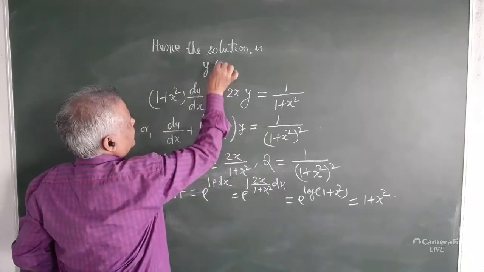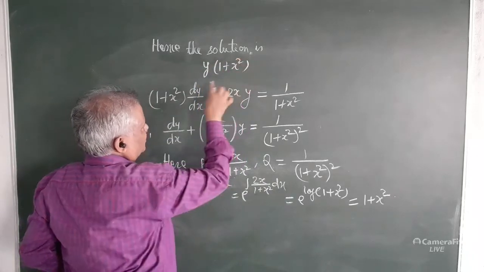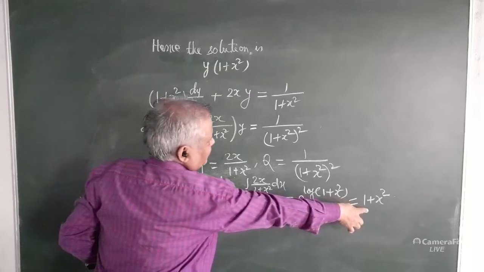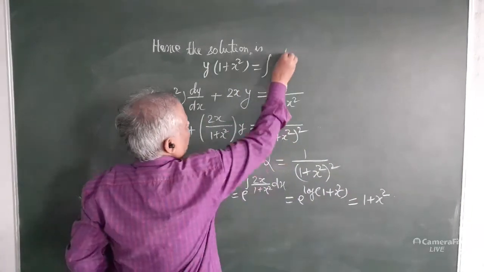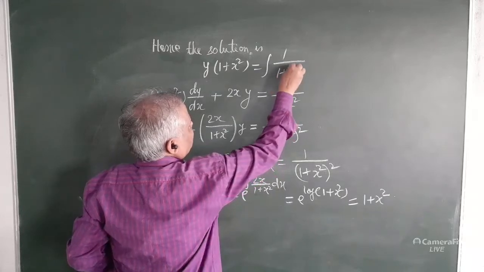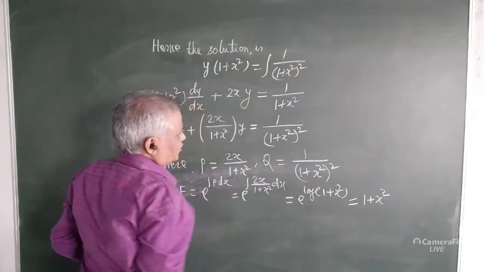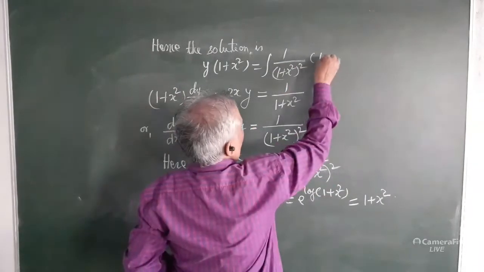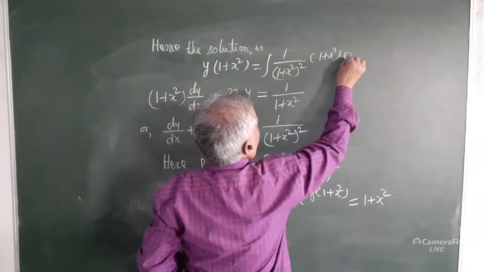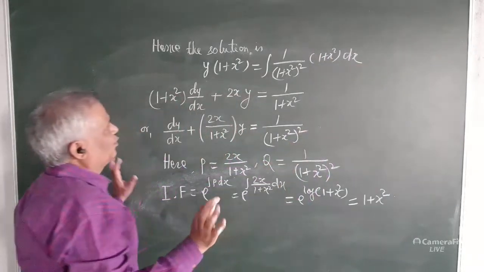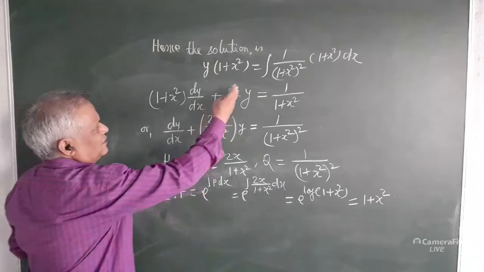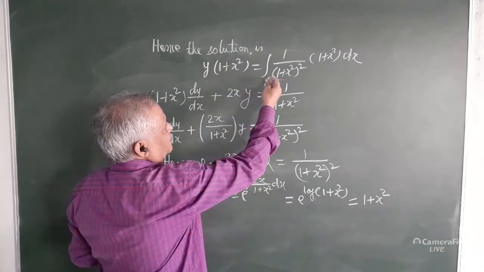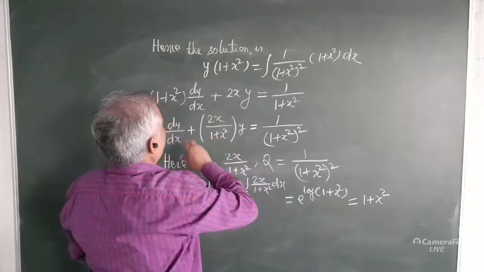y into integrating factor 1 plus x square is equal to the integral of q, that is 1 divided by (1 plus x square) whole square, into integrating factor, that is 1 plus x square, into dx. So this is how we find the solution. It remains to integrate this function.